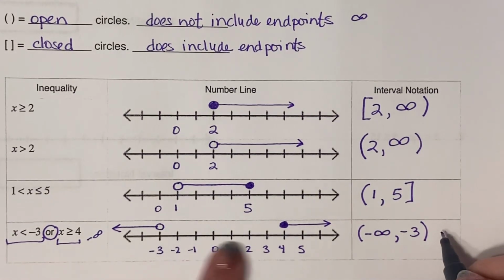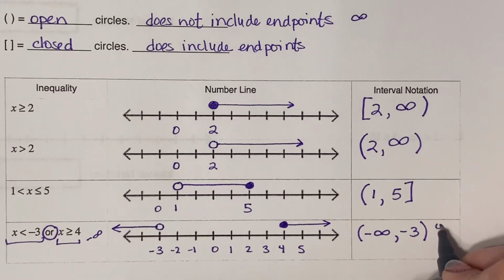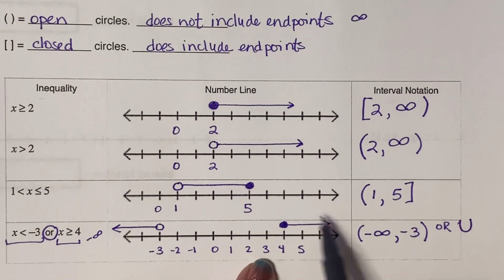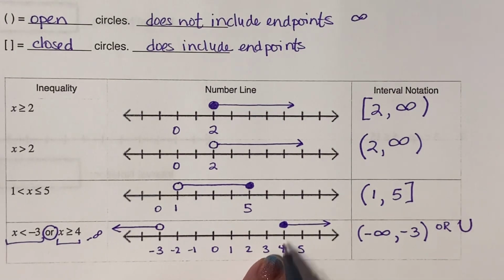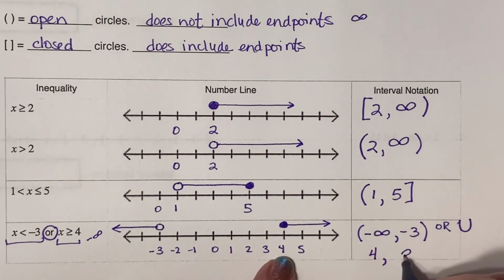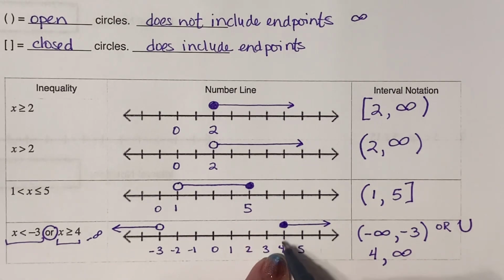And then I'm going to connect these two statements with an or. This is or. The actual symbol for this is a union symbol. It looks like a U, but for now you can just write or. And then my next interval notation, I'm going to describe this situation. So this situation, the smallest number is 4, comma, and then I'm going all the way up to infinity. And then my 4 is closed, so it's included, and my infinity is always a parentheses.